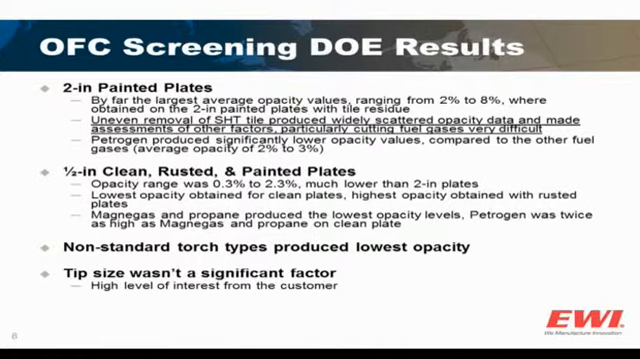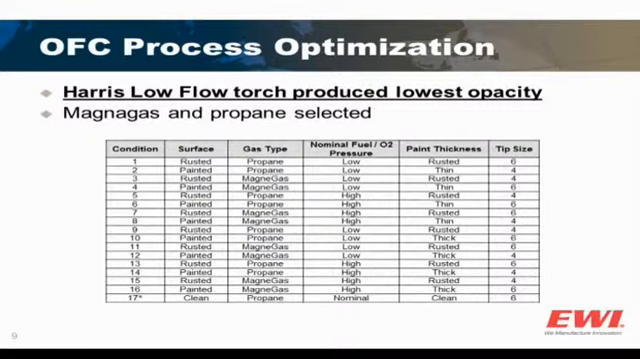And something that's of big interest to the shipyards is they're very curious about how tip size affects it. If they can use a bigger tip size, it's better from a cutting standpoint because it produces a wider curve. And what we found here was that tip size wasn't a significant factor. So moving on to the process optimization DOE, what we plugged in here was surface, gas type, paint thickness, and tip size. We carried tip size over, even though we found that it wasn't significant, to verify that it wasn't.